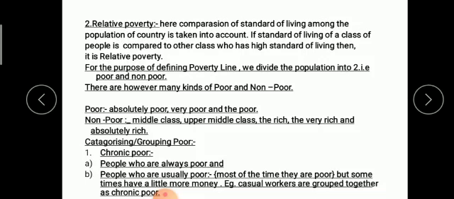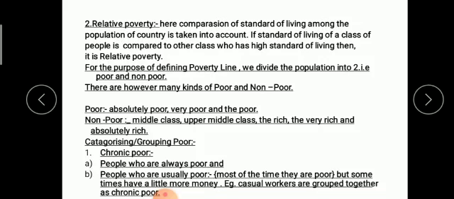Then, for the purpose of defining the poverty line, we divide the population into two. Poverty line means what? It divides the population into two parts, that is poor and non-poor. Poverty line, Garibi Rekha.